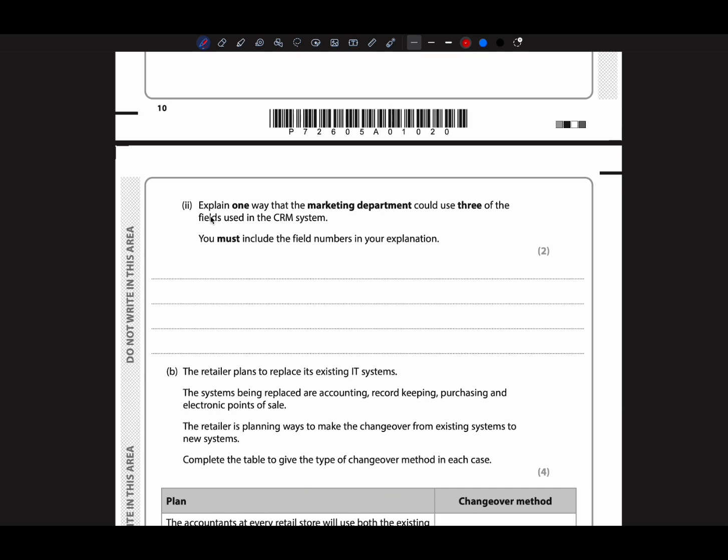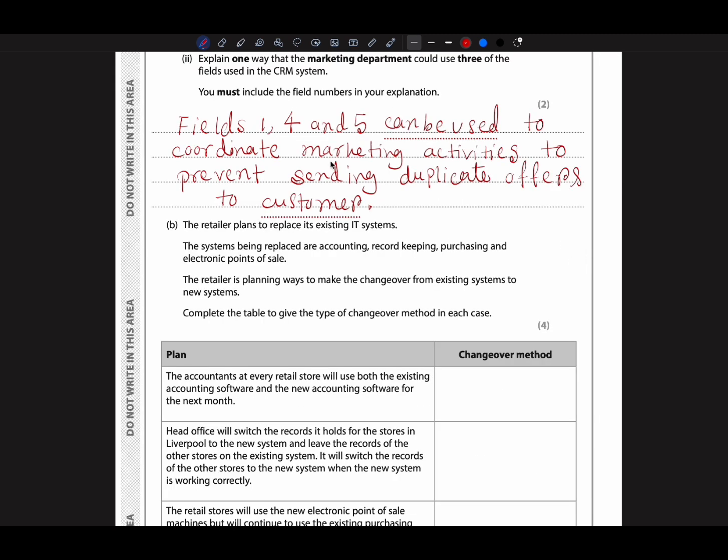So it makes them more interested in the advertisement or the promotional activities that are sent to the customer, because customers are getting new things each time they open their email. So this will be the answer.